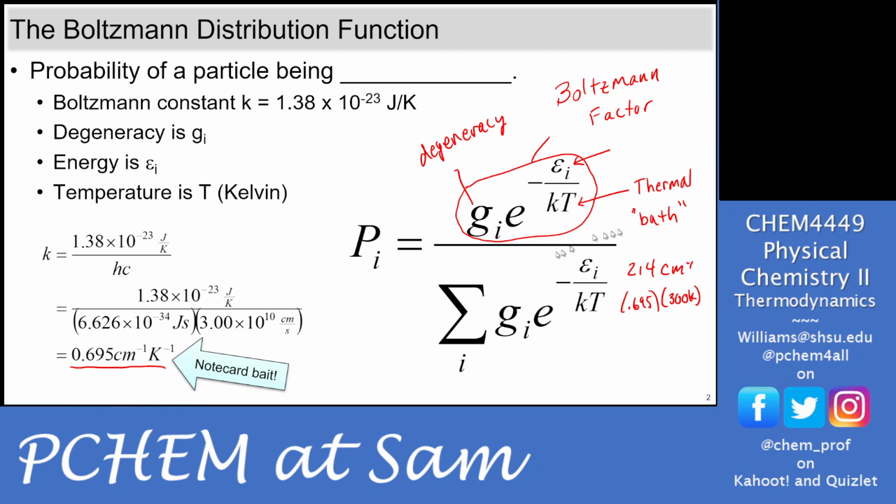Okay, now let's talk about this denominator here. Remember, the probability is the event over the total number of events, right? That was from the last chapter. And so the total number of events is just the sum of all of those Boltzmann factors. That's what we call the normalization, or another term for that is partitioning.